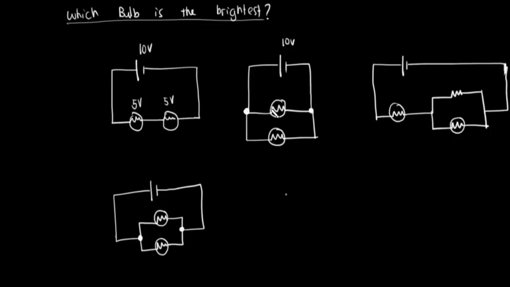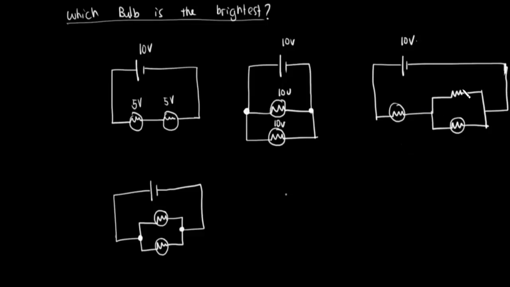So we know that this is going to have a 10 volt drop there and a 10 volt drop there. Obviously, the one with more voltage drop is brighter. So definitely these two bulbs are each brighter than these two over here. Now let's have a look at this one.